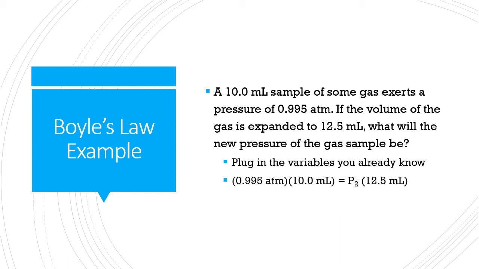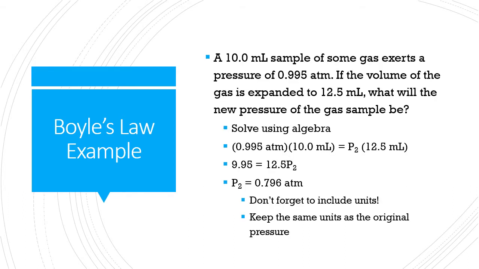So let's plug in the variables we already know. We already know that initially the pressure of the gas was 0.995 atmospheres and the volume was 10 milliliters at that point. So we will plug those in for P1 and V1. On the right-hand side, we do not know the final new pressure. We will leave it alone as a variable, P2. But we do know the volume in the new situation, 12.5 milliliters. So we'll plug that in for V2. Now we must use algebra to solve for P2. So using algebra to solve for P2, we find that P2 is equal to 0.796 atmospheres.